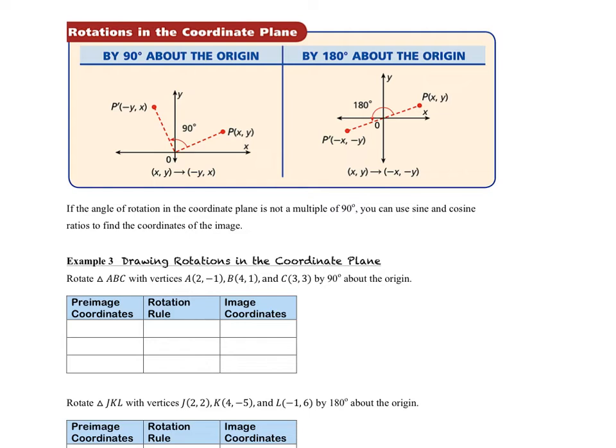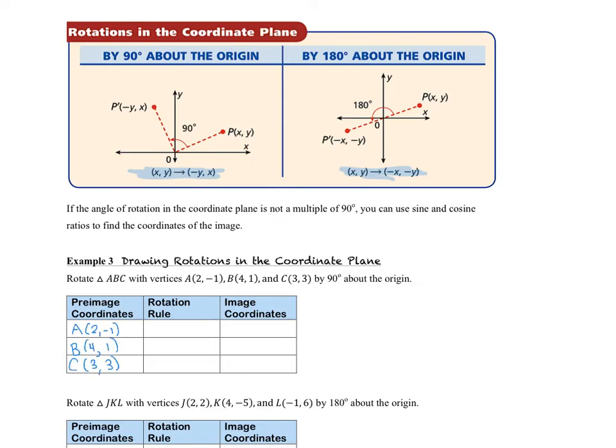So rotations in the coordinate plane, if you rotate 90 degrees about the origin, this is our mapping rule. And 180 about the origin, we have this rule. So for 90 degrees, the x and y switch positions, but the y also becomes the opposite sign. And 180 is a little bit easier. It's just the x and y both become opposite signs.